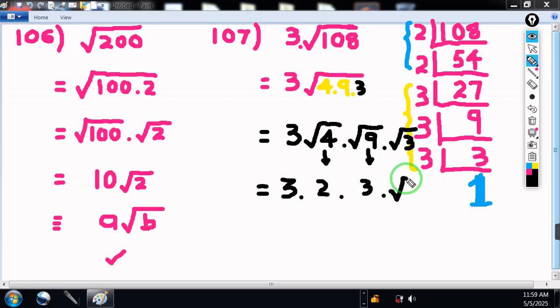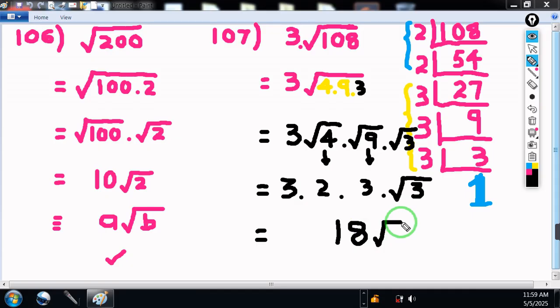They didn't ask to how many decimal places or how many significant figures. So you maintain it. Keep it as it is. Do not touch. 3 times 2, here, 6. 6 times 3, 18. Wunderbar! So nice. You've gotten it.